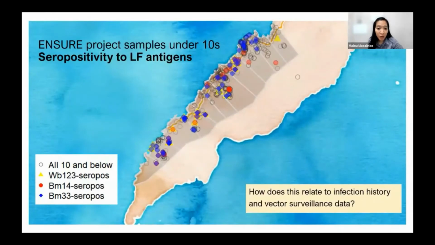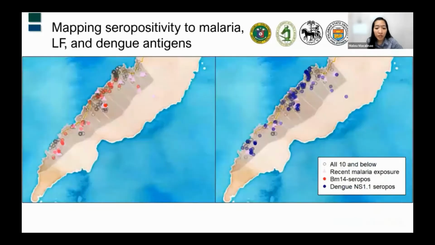We also determined the seropositivity cutoffs for those LF antigens. And in this map, I merged the data points to see if they collocate, and it seems that they do. So the next question is whether they relate with infection history and vector surveillance data. With our data, we can also see the distribution of malaria seropositives in relation to other diseases like LF and dengue. And we are excited to see if there are trends that we find out.